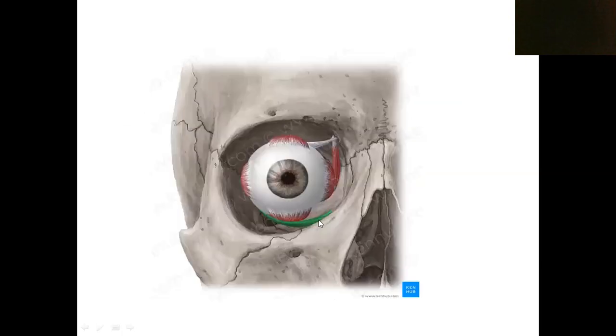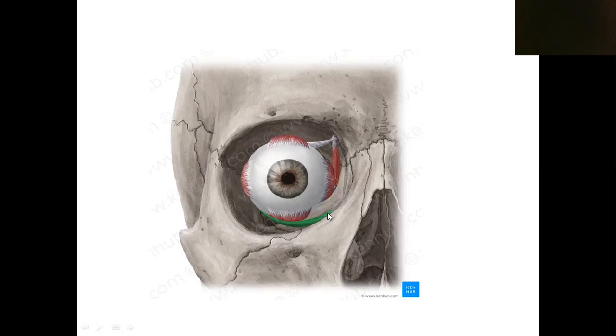What is meant by that? See here, this is the maxilla. This upper part of the maxilla is seen here in the orbit, which forms the floor of the orbit. That's why this area of the maxilla is known as the orbital surface of the maxilla. It is directed towards the orbit. And here we have the lacrimal groove.